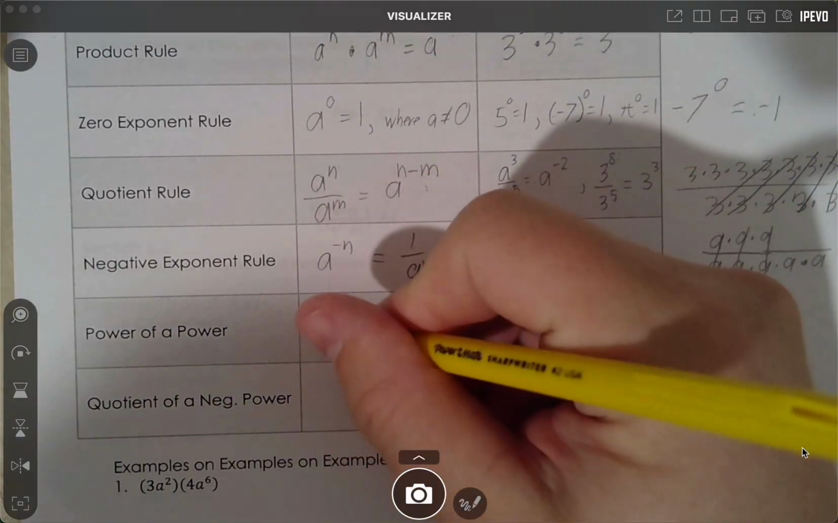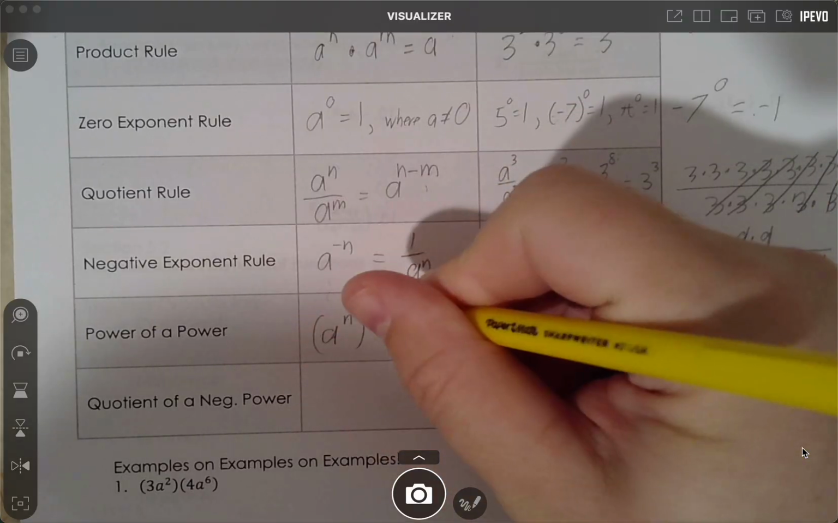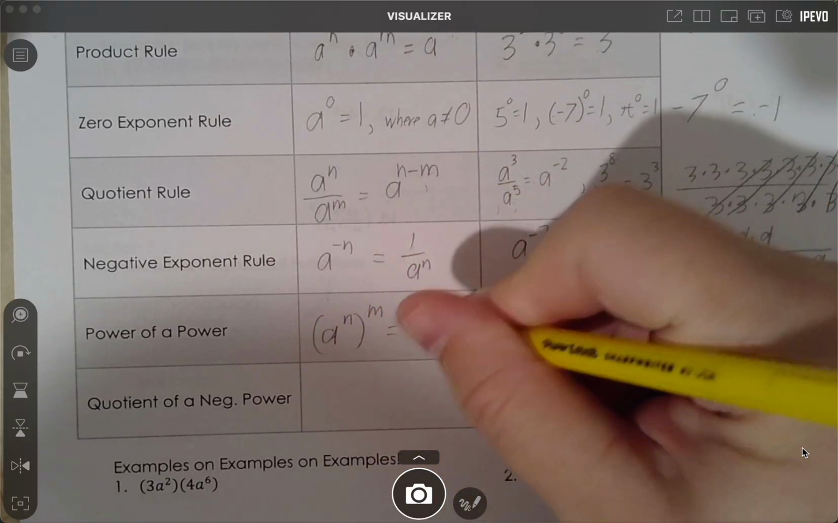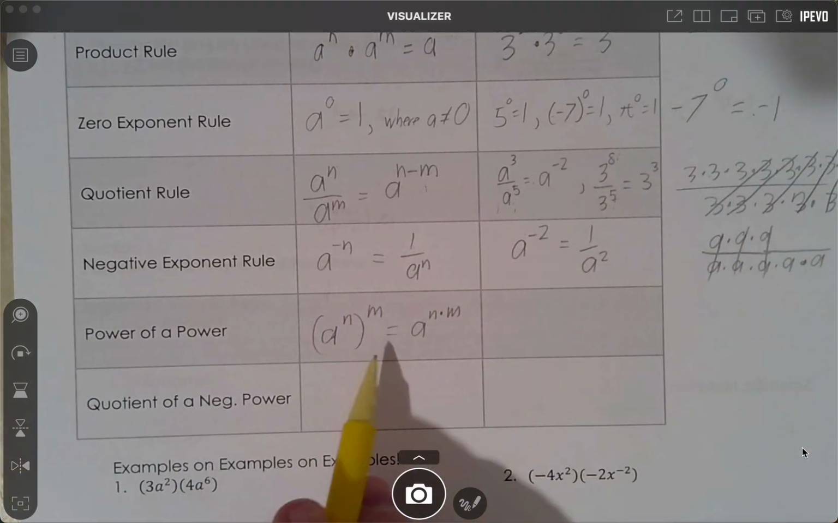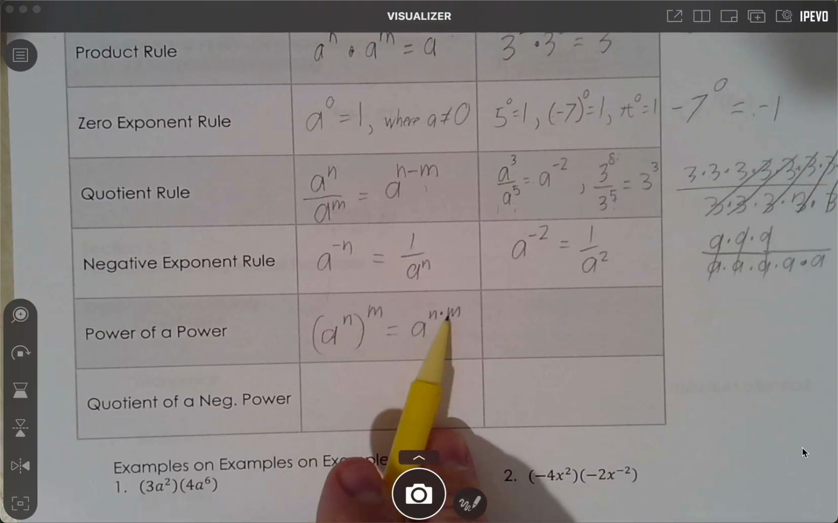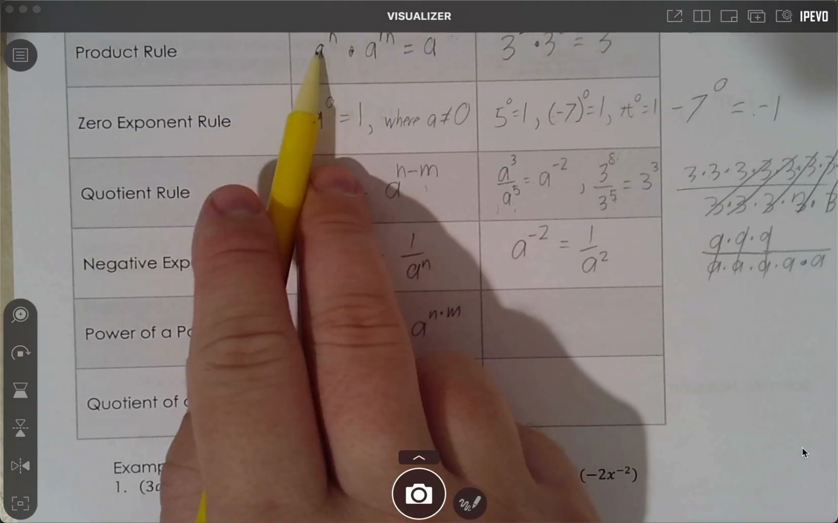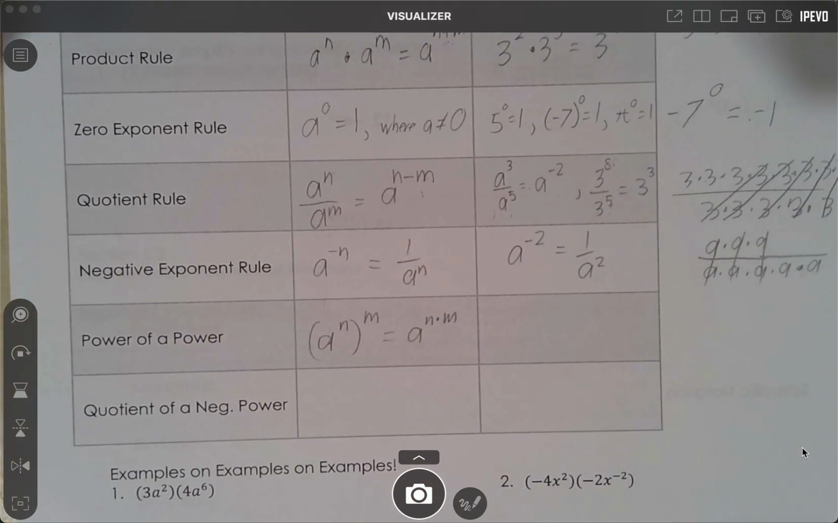All right, power to power. If I have a to the n to the m, then those two end up multiplying. This is frequently confused with the rule on top, so just be careful. When it's power to power, that's when you multiply. If the bases are multiplying, your exponents are adding. So just be careful of that.